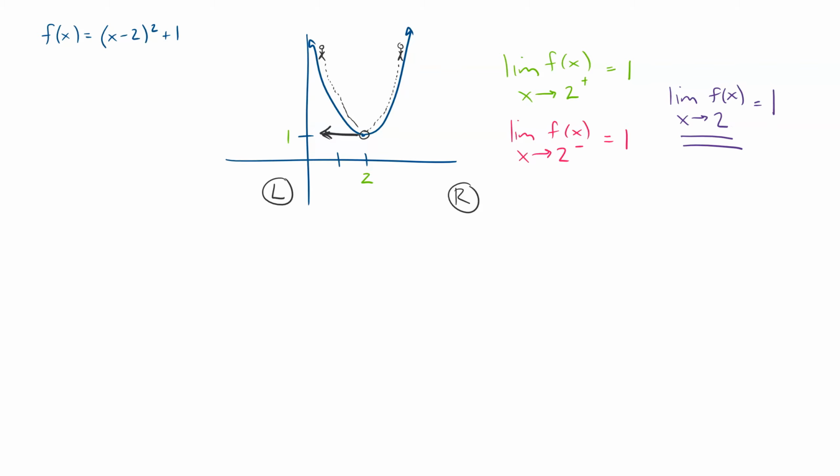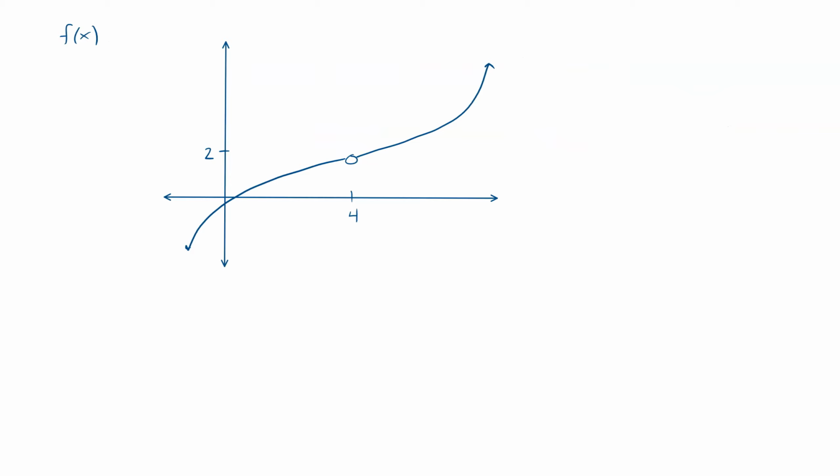Look at this function here. The question is, what is the limit of the function as x approaches 4 from the right? So we find the right-hand side, we shrink ourselves down to ant size, we jump up on the function anywhere on the right-hand side of 4, and we run from the right towards the x value of 4. What y value are we approaching as we get to an x value of 4? We are approaching the y value of 2.